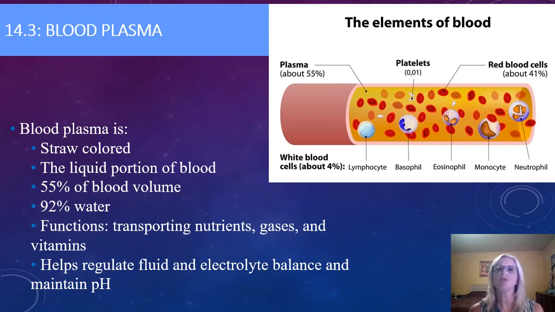It constitutes about 55% of the blood, and it is made of about 92% water. And the function is, of course, to transport those nutrients, gases, electrolytes, and vitamins to areas needed in the body. But it also helps to regulate fluid, electrolyte balance, and maintain pH.